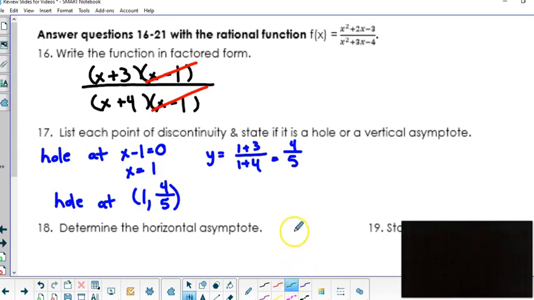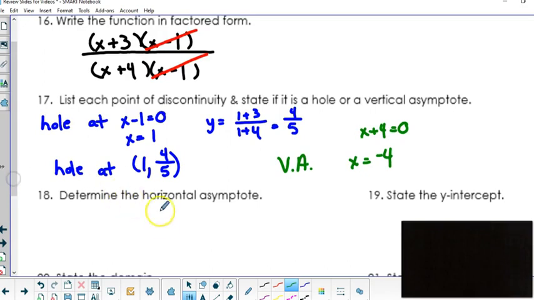In addition to this, we also have another factor over here, this x plus 4, so we have a vertical asymptote. We take this factor, x plus 4, set it equal to 0, and we solve, and we get x equals -4. We have a vertical asymptote at x equals -4. Not just the value -4, but x equals -4, because this represents a vertical line. A line has an equation, and this one is x equals -4.